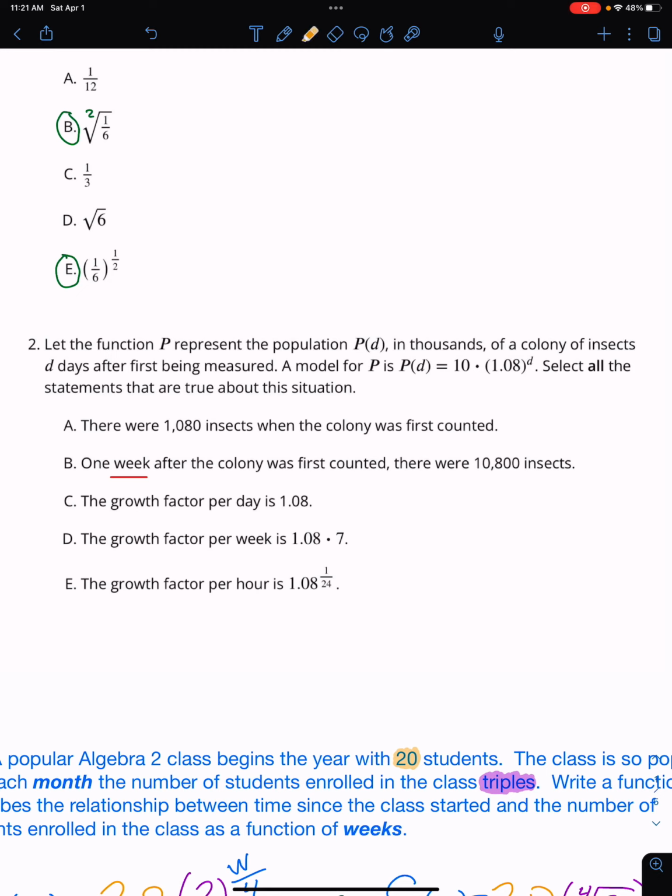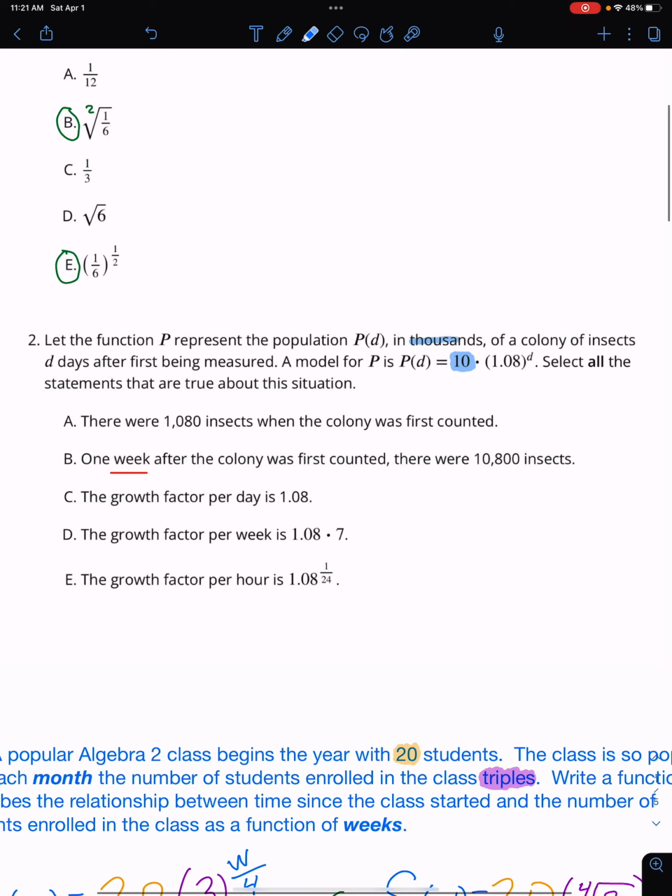Now let's highlight some stuff here. 10. You know what this 10 is? Here's where we're starting. We're starting with 10. We always put the beginning point right here at the beginning of our equation with exponentials. And what is it? 10 what? It's 10,000. So there's 10,000 bugs at the beginning.